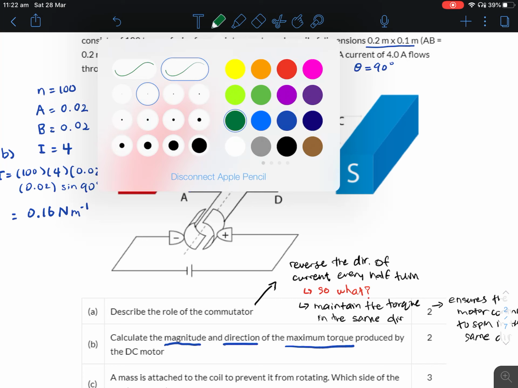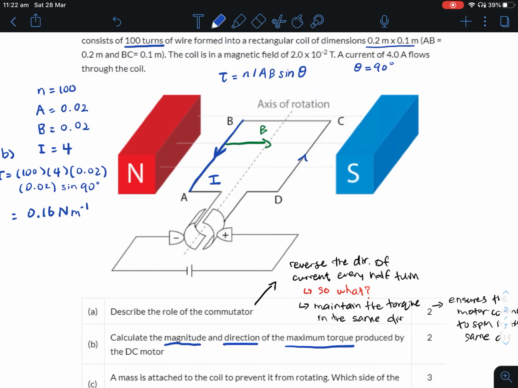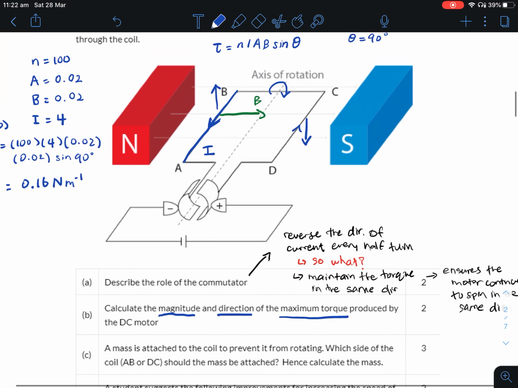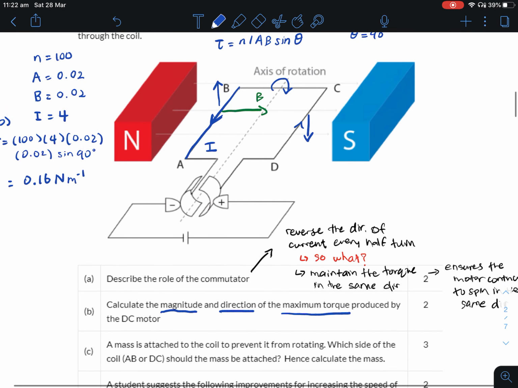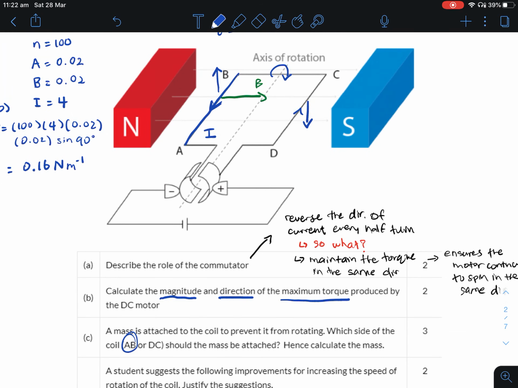And so if you use your right-hand palm rule, you'll realize that this side of the coil over here, AB, is going to be pushed downwards. Is that correct? No, it's going to be pushed upwards. Yes, it's going to be pushed upwards, right? So this part of the coil is going to go up, and CD is going to go down. And so the coil is going to rotate in that direction. AB is going to move up, CD is going to move down. And so which side should we attach it to? Well, clearly, in order to stop AB from moving up, we're going to hang a mass on AB, right? So the answer is AB here.